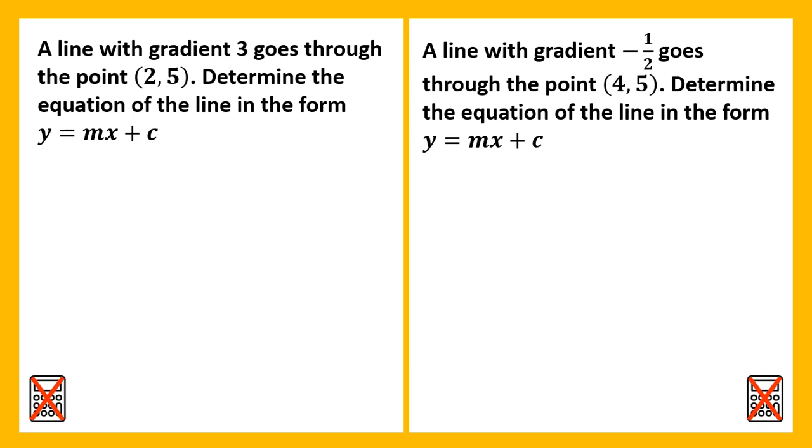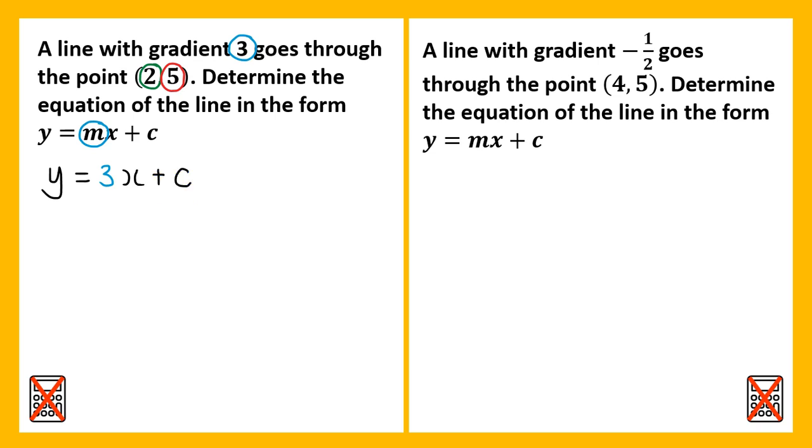On to the intermediate questions with an increase in difficulty. A line with a gradient of 3 goes through the point 2, 5. Determine the equation of the line in the form y equals mx plus c. A reminder that m represents the gradient. Now we've been told that the gradient is 3, so replace m for 3 to give us y equals 3x plus c. To finish this question, we need to find the y-intercept plus c.